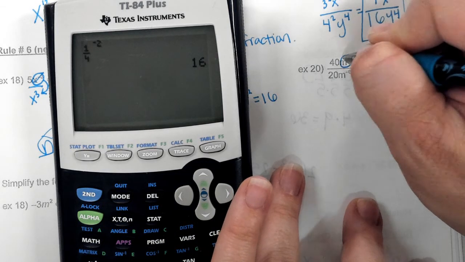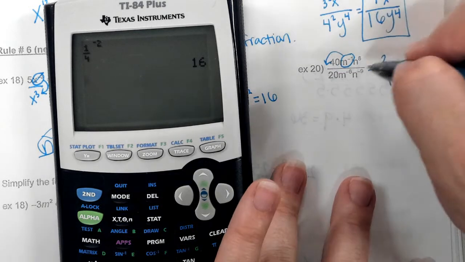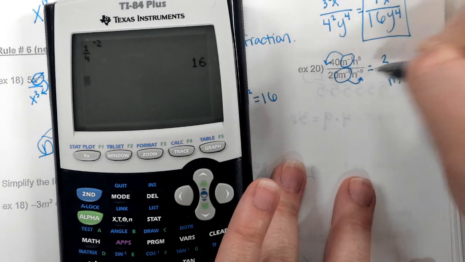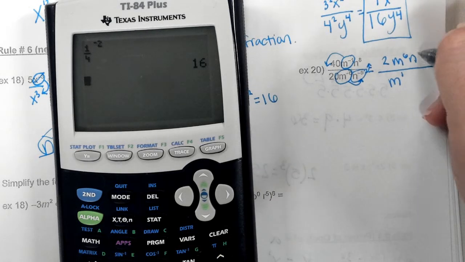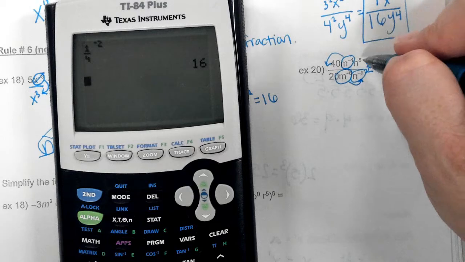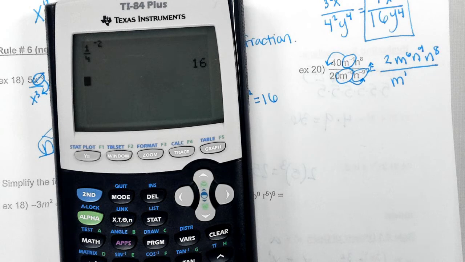So I'm going to move this one to the bottom, and it becomes m to the positive 1. I'm going to move this one to the top, and it becomes m to the positive 6. This one to the top, and it becomes n to the positive 9. And then the n to the 8 is already positive, so I'm just going to leave it. So when they're negative, you just put them on the opposite side? Yes, you just move it to the opposite side of the fraction. Now, the 2 I've already simplified, so that's going to stay.